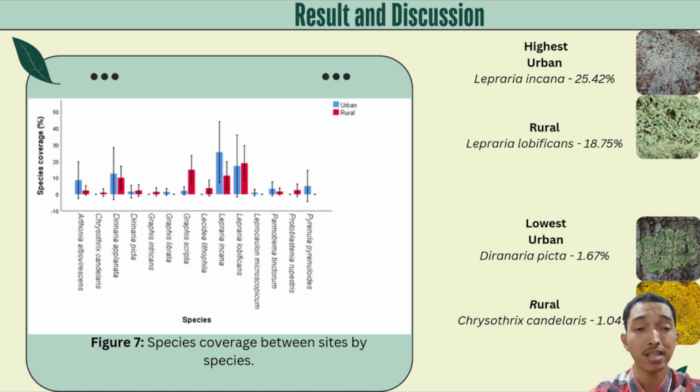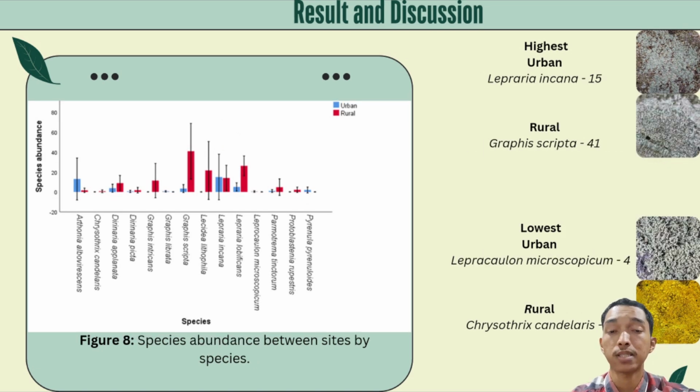This lichen is particularly sensitive to environmental changes and pollutants, including ammonia. Figure 8 shows the species abundance between different sites, specifically looking at the number of individuals of each species present in urban and rural areas. Lepraria incana is the most abundant species in urban areas with 15 individuals. This species is well adapted to environments which often have higher levels of pollutants such as ammonia.